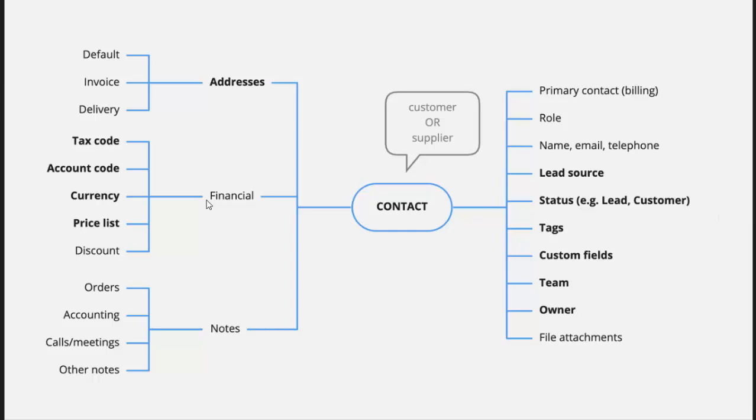Most contacts don't have a tax code, which means their order lines have a tax code based on the item, the location, or the sales channel. If you do set a contact tax code, it will be used instead. Useful for tax-exempt customers or suppliers.